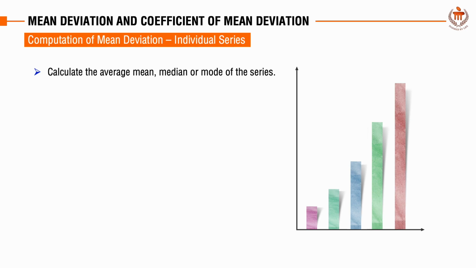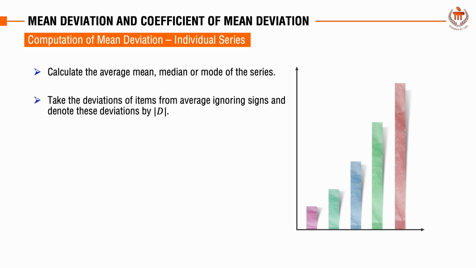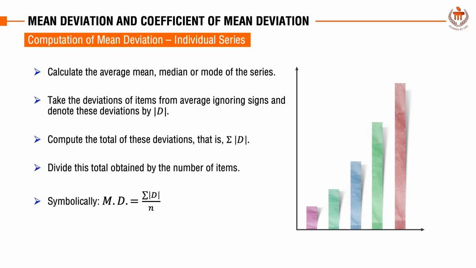Now, computation of mean deviation for an individual series. We need to calculate the average value, which can be mean, median, or mode for the series. We need to calculate the deviation of items from the average, ignoring signs, and this is denoted by the modulus sign. Imagine the deviation is d, so we find the modulus of d. Then we find the sum of these moduli, the summation of modulus of d, and divide it by the number of items, which gives us the value of mean deviation.